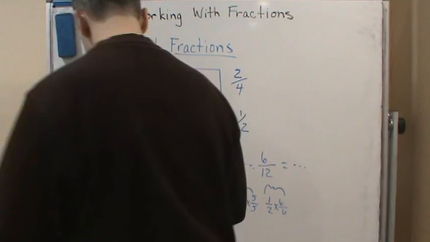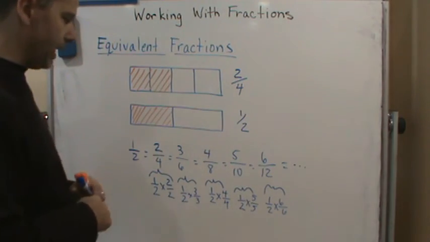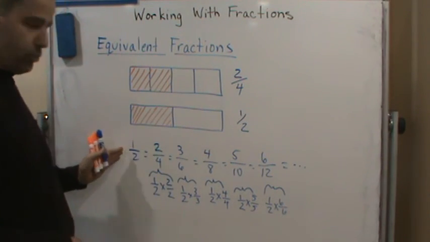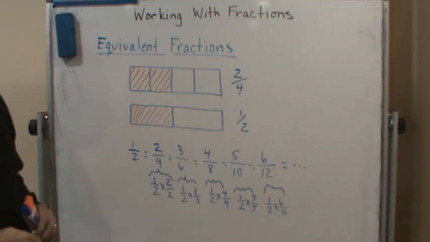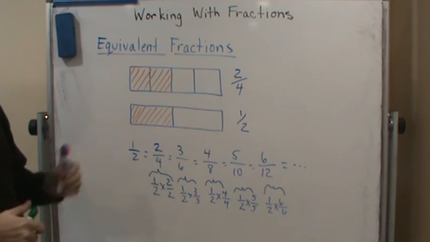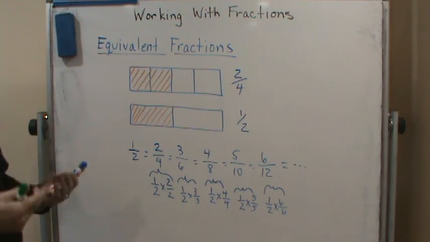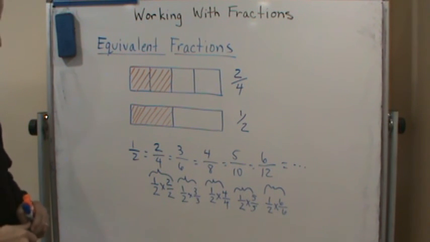So that means that if I multiply the top and the bottom by 100, I get 100 over 200, which is the same thing. So 1/2 is the same as 100/200, or 100 200ths. Okay? And so that's the idea of equivalent fractions and how you can make equivalent fractions.